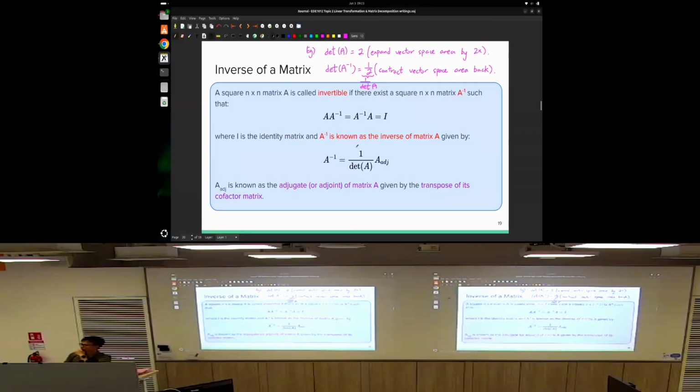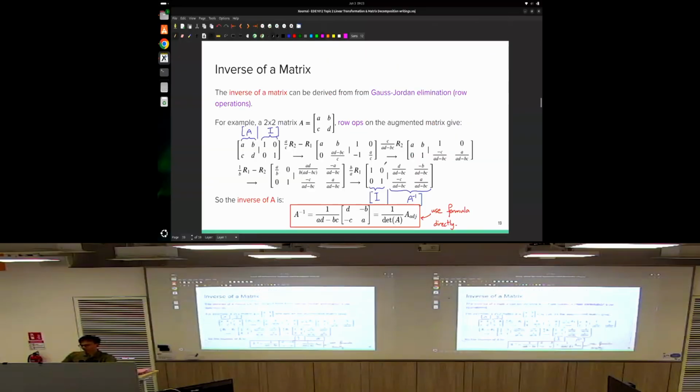Then of course, it has to multiply by a matrix. The matrix here is called the adjoint or adjugate of the matrix, which is the transpose of its cofactor matrix. For 2 by 2, this adjoint matrix is very straightforward. If you look at it, you really just swap the diagonal elements and then you throw a negative to the off diagonals.